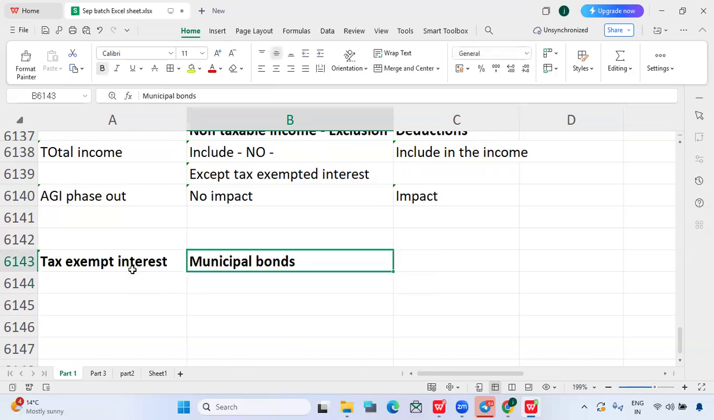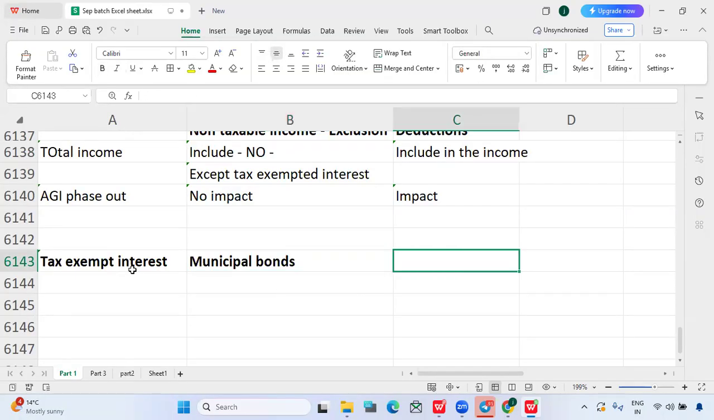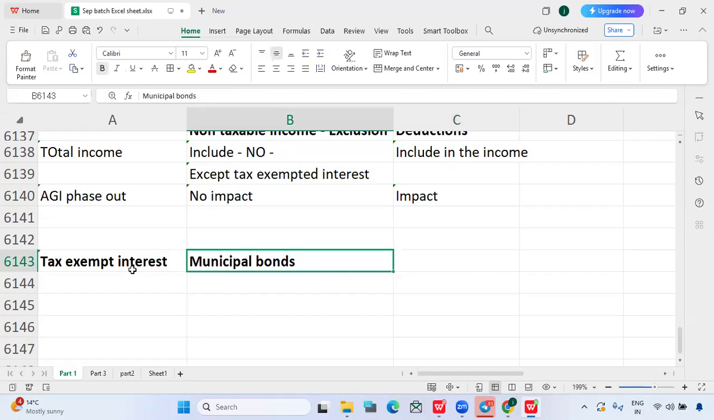Is municipal bond interest taxable or non-taxable? Non-taxable. So do we need to report it anywhere? Yes, on line 2. Even though it is tax exempt, we still need to report it because it matters for social security benefits.